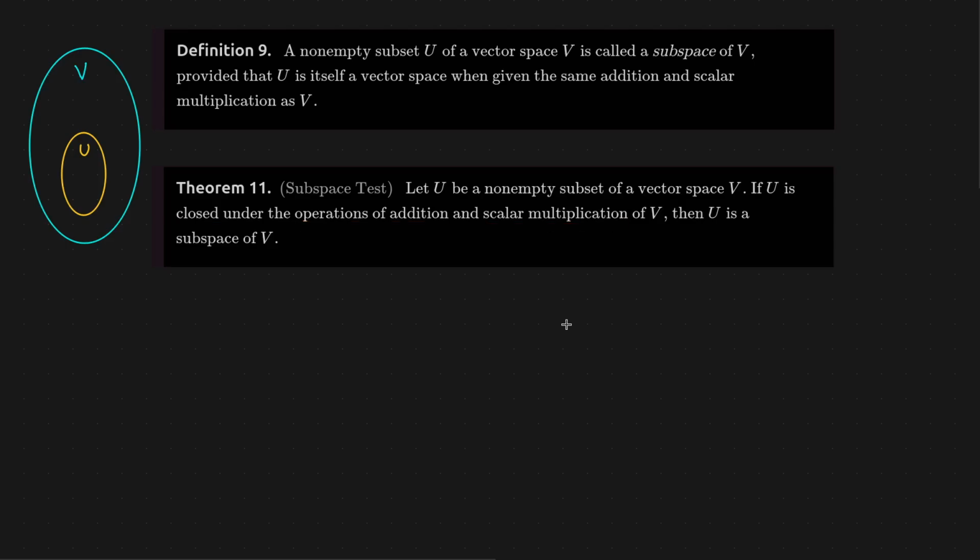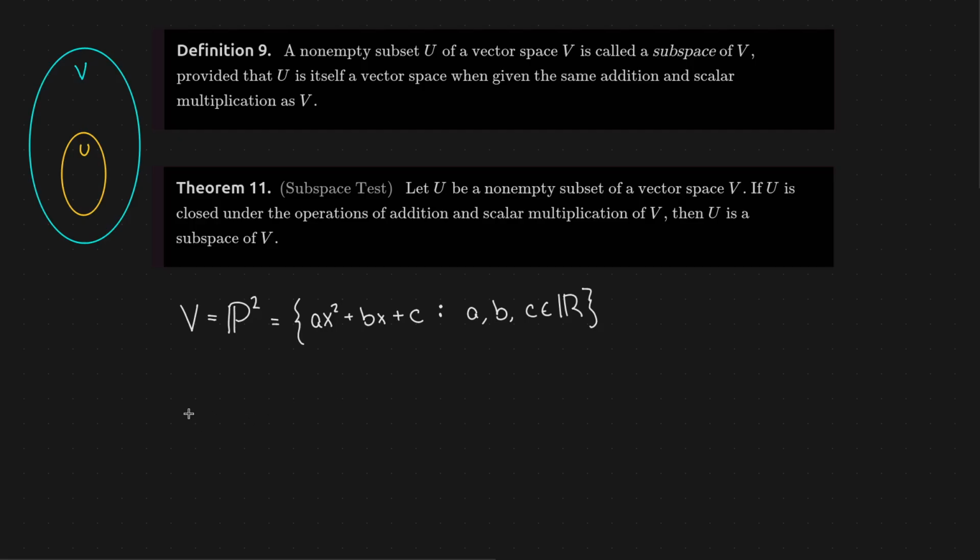Okay, so let's take a look at an example. For my larger set, vector space V, I'm going to choose P2. This is the set of all polynomials of degree 2 or less with real numbered coefficients. So my coefficients a, b, and c are real numbers. We've already seen that this is a vector space.